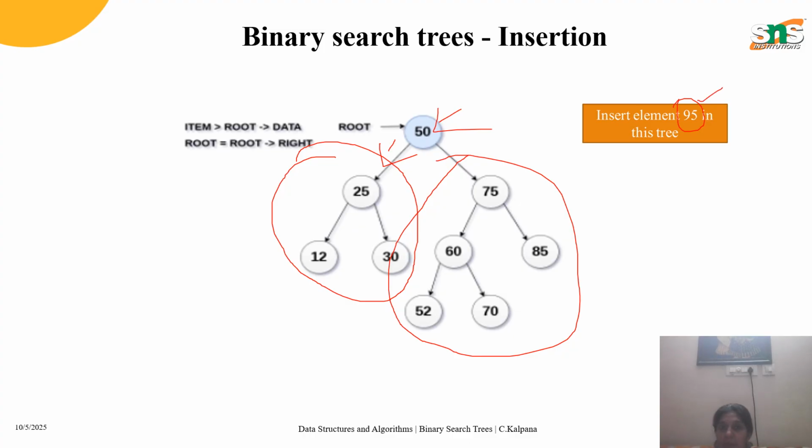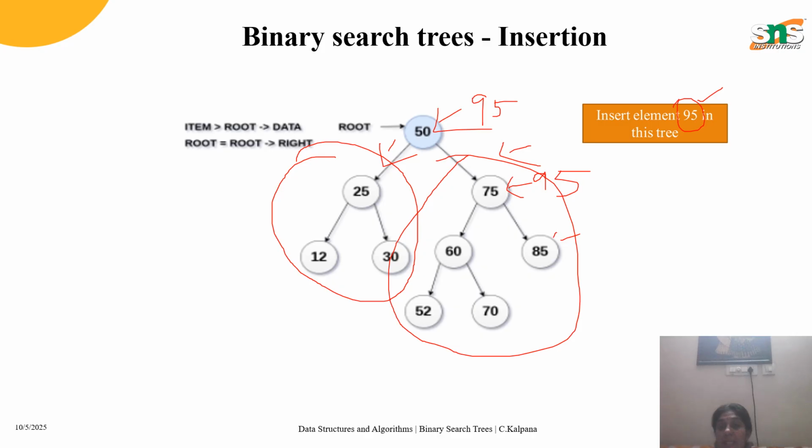First compare 95 with the root node. My root node is 50. Compare 50 with 95. 95 is greater than 50. Obviously, which direction do I have to take? The right direction. I have to traverse the right subtree. Then see the right subtree. The node is 75. Compare 95 with 75. 95 is greater than 75, so go to the right side of 75.